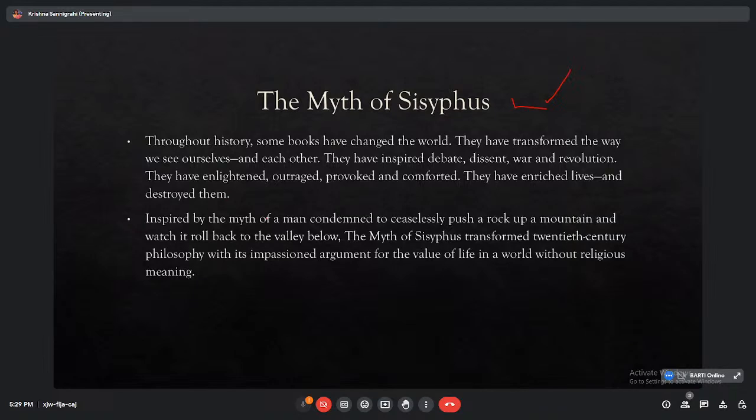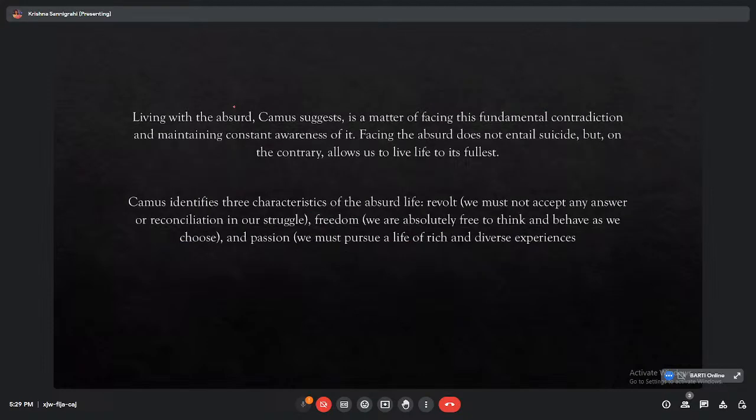Inspired by the myth of a man condemned to ceaselessly push a rock up a mountain and watch it roll back to the valley below, The Myth of Sisyphus transformed 20th century philosophy with its impassioned argument for the value of life in a world without religious meaning. And it leads to this idea of the absurd. You must have heard about drama of the absurd. Camus suggests it is a matter of facing this fundamental contradiction and maintaining constant awareness of it. Facing the absurd doesn't entail suicide, but on the contrary allows us to live life to its fullest.